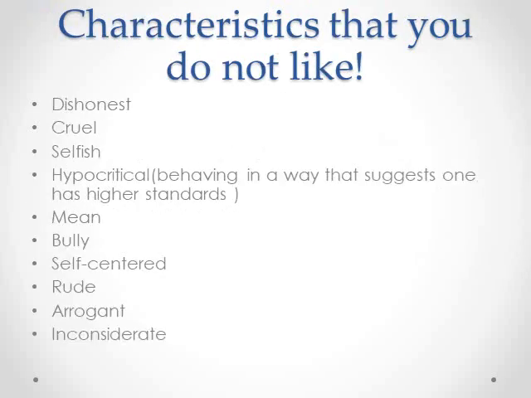Now coming to the bad qualities or the characteristics that you do not like. Can be dishonest, cruel, selfish, hypocritical. Hypocritical basically means that the person who thinks that he is above all, he is better than everyone else. And like the good qualities, when you are giving the bad qualities, you will tell why you think that he has this quality. You have to give an example of his action along with it.